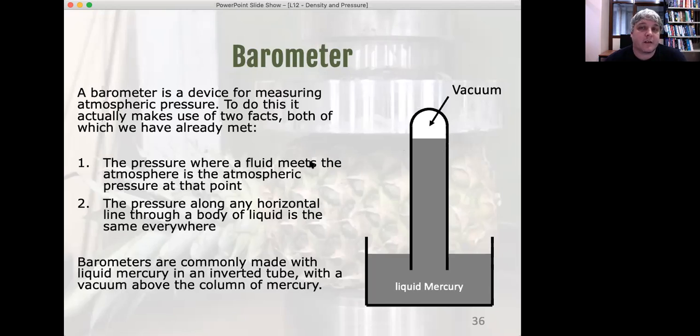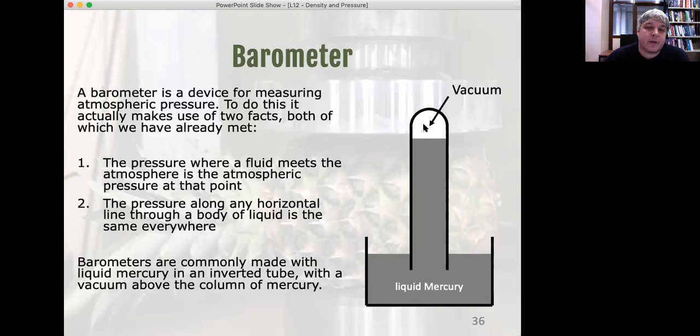This uses 2 facts, both of which we've already met. Firstly, the pressure where a fluid meets the atmosphere is the atmospheric pressure at that point. So the pressure right at the surface of this liquid mercury, before you go under the liquid mercury at all, the pressure right at that surface is atmospheric pressure. It's exactly whatever the atmospheric pressure is at this location. Not our average 101 kilopascal that we're assuming. This is the actual atmospheric pressure at this exact location where the barometer is pressing on that liquid mercury.